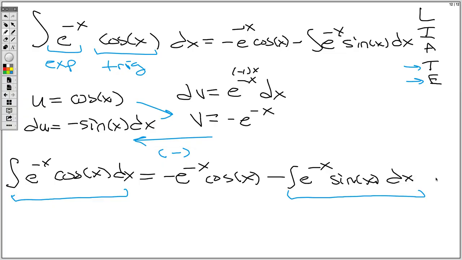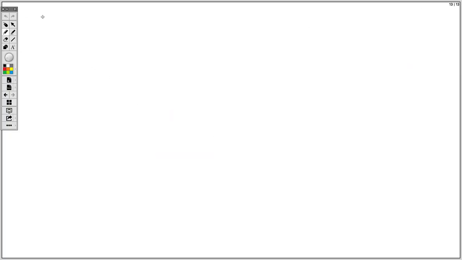Well, Einstein said insanity is doing the same thing again and expecting different results. So we're going to go a little nuts here. We're going to do integration by parts on the next one, on the e to the negative x sine x, and see, fingers crossed, if something different happens.